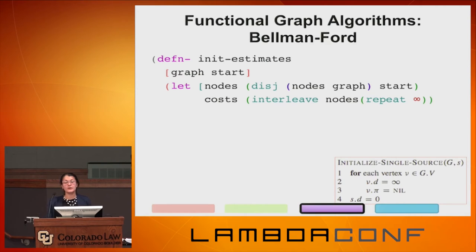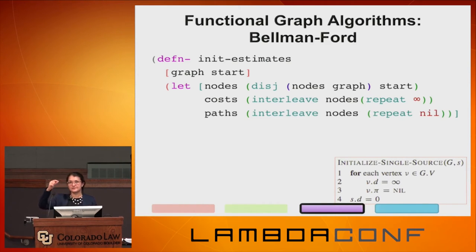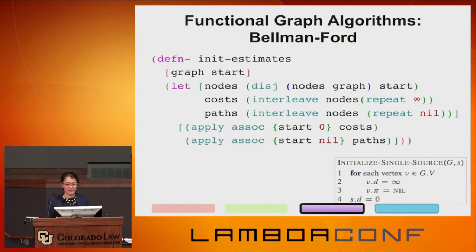And we will also define paths because we want to figure out how to store the parent pointers in our case. So we'll provide the mapping from node to nil because we haven't computed its parent pointers yet. OK, and now basically we want to initialize our cost with the start node mapped to zero as a cost. And the start node will never have a parent pointer, so we'll just map it to nil. OK, so far so good.